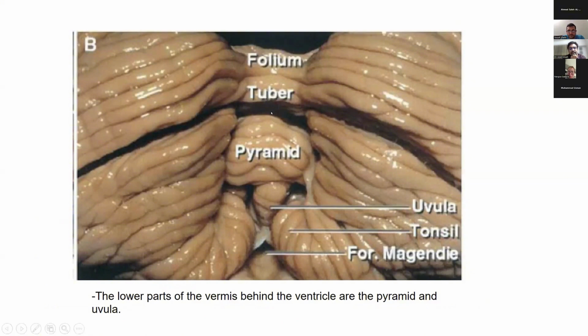This is the folium, tuber, pyramid, uvula. These are the tonsils. This is the foramen of Magendie from the vallecula to the fourth ventricle. And deeper to the uvula, what will we find? Nodule.